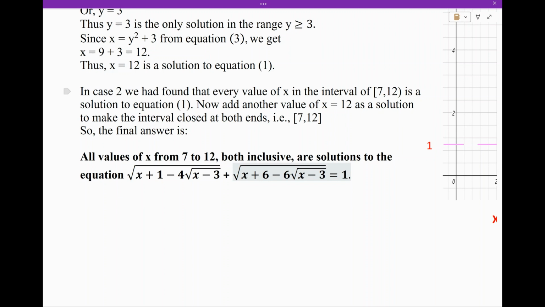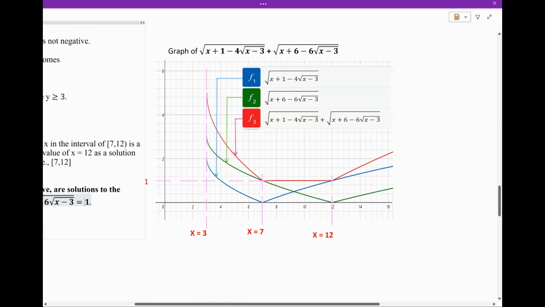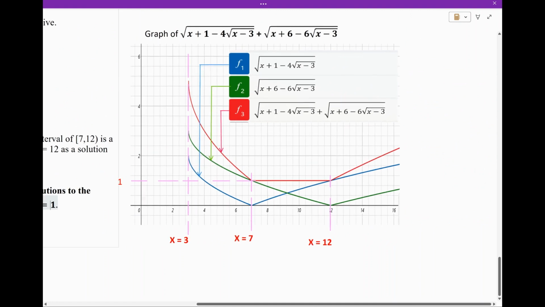So the answer is all values of x from 7 to 12, both inclusive, are solutions to the equation square root of x plus 1 minus 4 square root of x minus 3 plus square root of x plus 6 minus 6 square root of x minus 3 is equal to 1. Now, if we plot this using a graphic calculator, we get this kind of graphs.